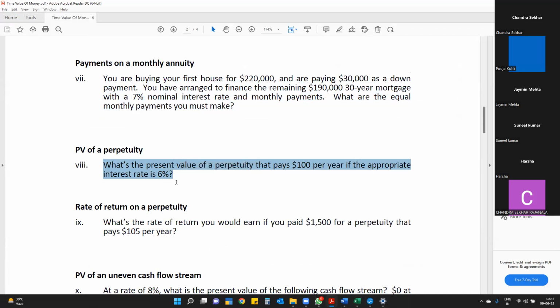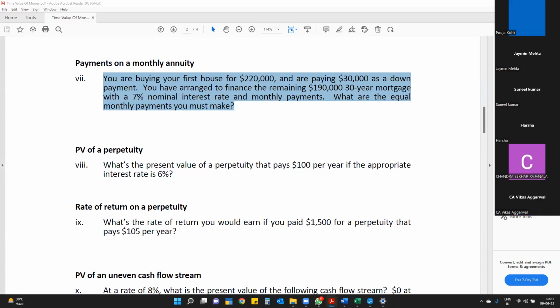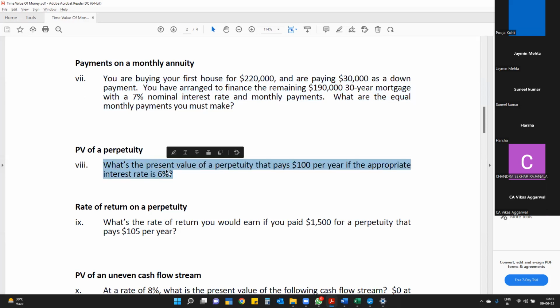Question number 6. Anyone who has a doubt in question number 7? No, can continue. I think it is clear now, right? Yeah. So please give the answer of question number 8.